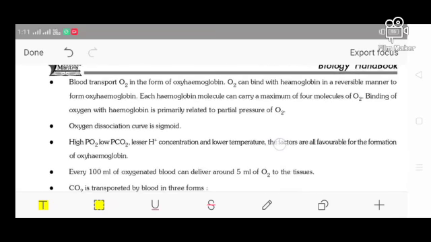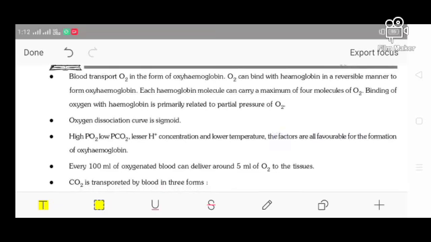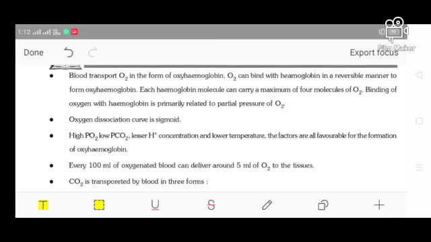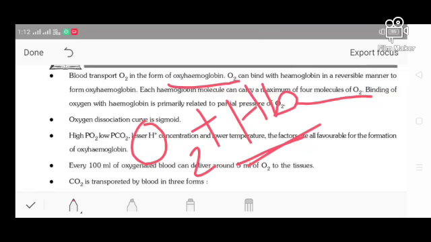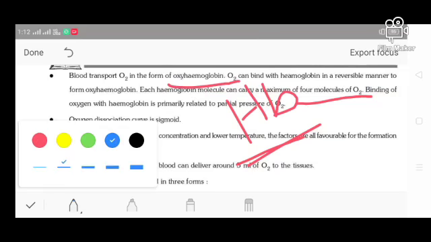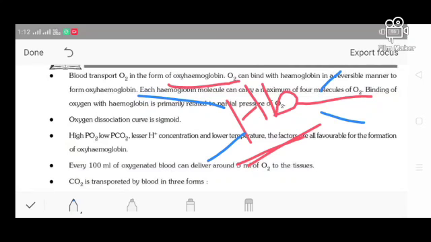After that, your next thing is the blood transport of oxygen in the form of oxyhemoglobin. So we know, my dear friends, when oxygen comes across hemoglobin, it attaches with the hemoglobin to form oxyhemoglobin. Very important thing. Oxygen binds with hemoglobin in a reversible manner to form oxyhemoglobin. Each hemoglobin molecule carries a maximum of 4 molecules of oxygen. So just think that hemoglobin has 4 chains, 1, 2, 3 and 4. In every chain an oxygen molecule is attached.